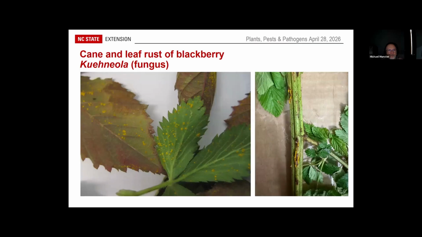All right, we are seeing our cane and leaf rust of blackberry. The picture on the left is an archived one, but the picture on the right was a sample that just came in last week, I think. And you can see this is the cane and leaf rust. It's not the systemic one, not the orange rust. So this one is less serious.